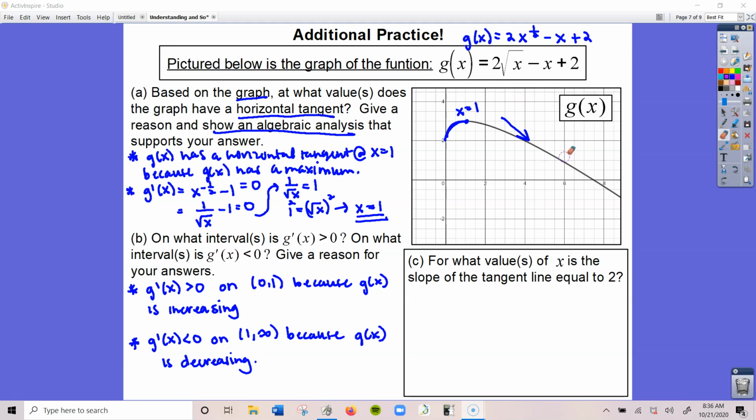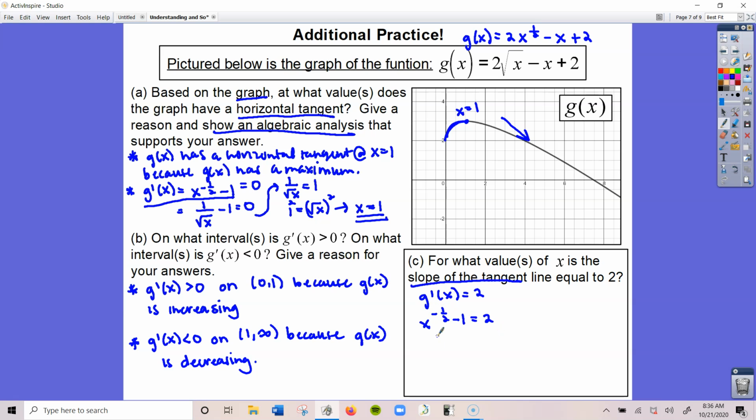Now for our final question here, for what values of x is the slope of the tangent line equal to 2? So remember, slope of the tangent line, you have to think derivative, and it has to equal 2. So I'm going to take my derivative equation, which I had already found over here. So x to the negative 1/2 minus 1 is equal to 2, and we've got to solve.